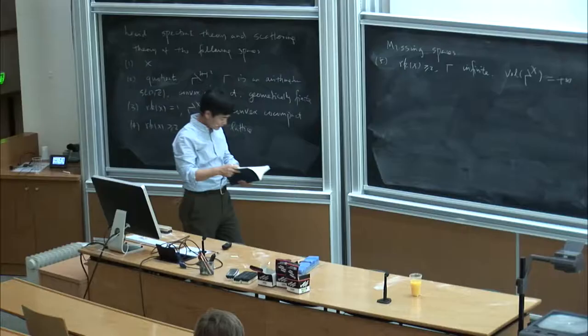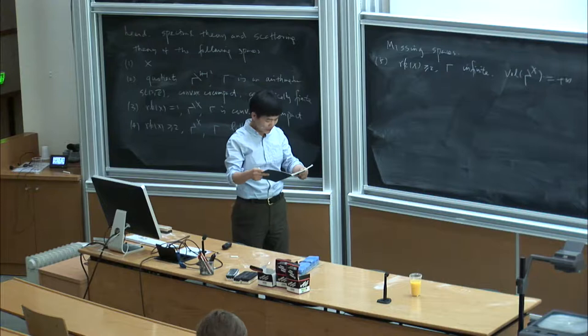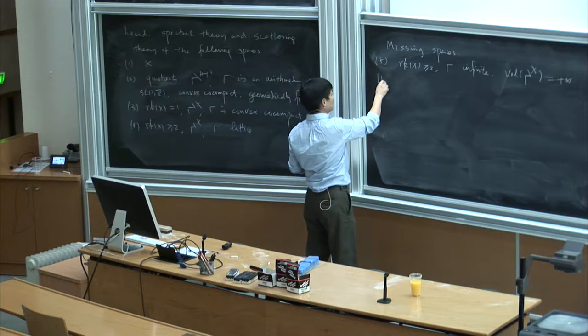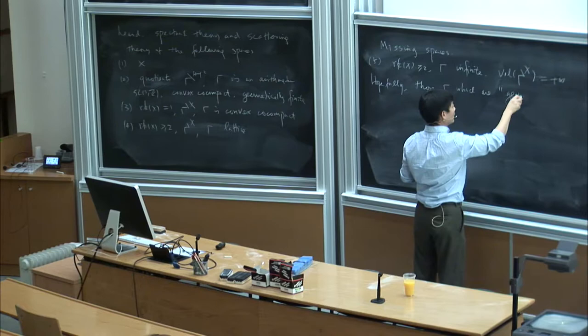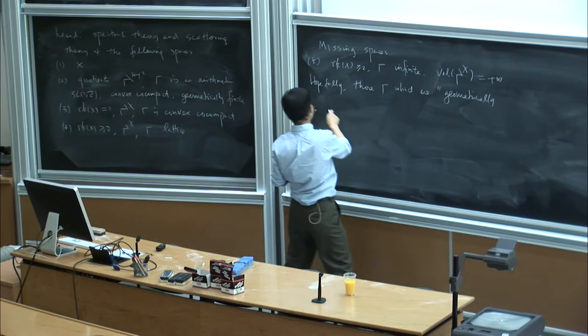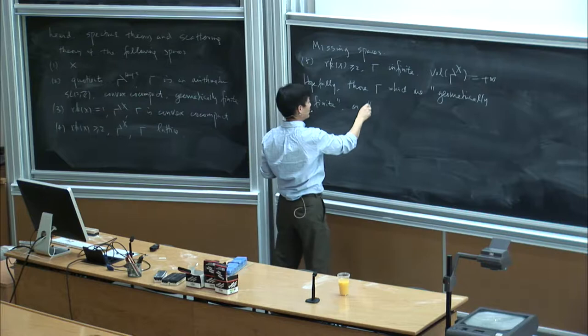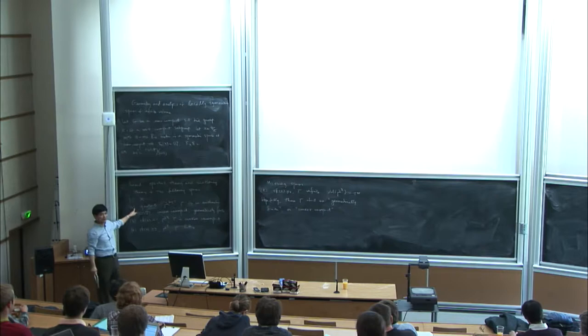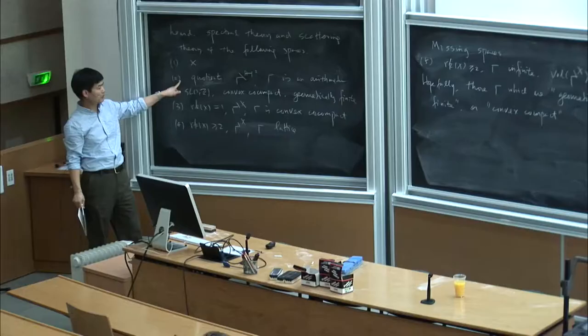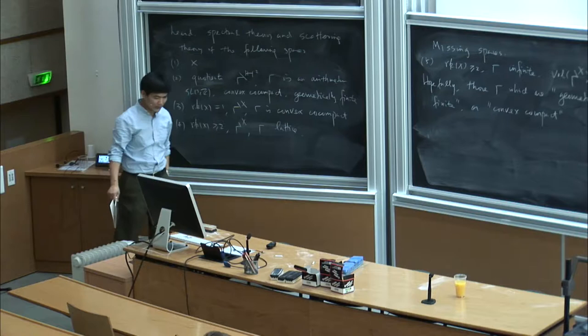Okay, so what is a suspect? I mean, a reasonable candidate. So basically we want, hopefully, those gamma which are geometrically finite, or even convex cocompact. Right? That's a reasonable guess. If you compare with number two here, we don't just consider any quotient, only special ones such that gamma is convex cocompact or geometrically finite.